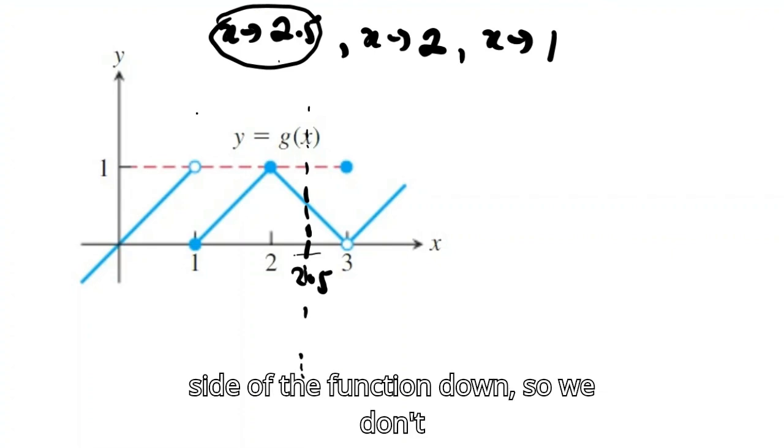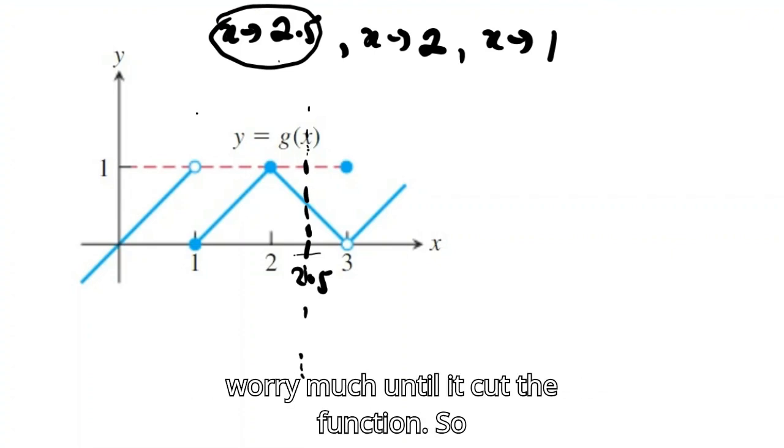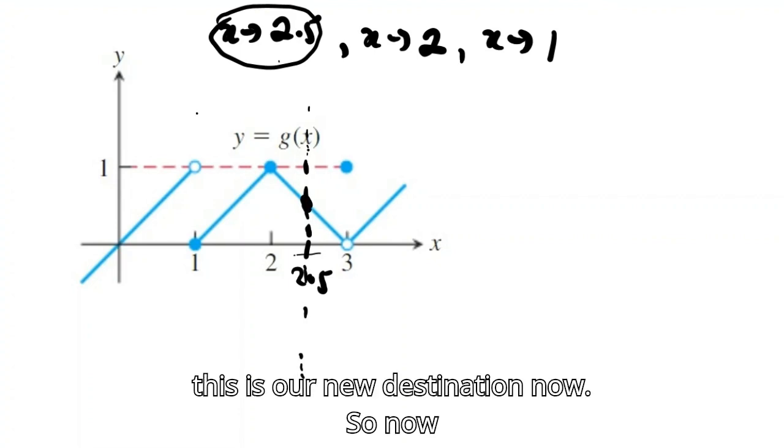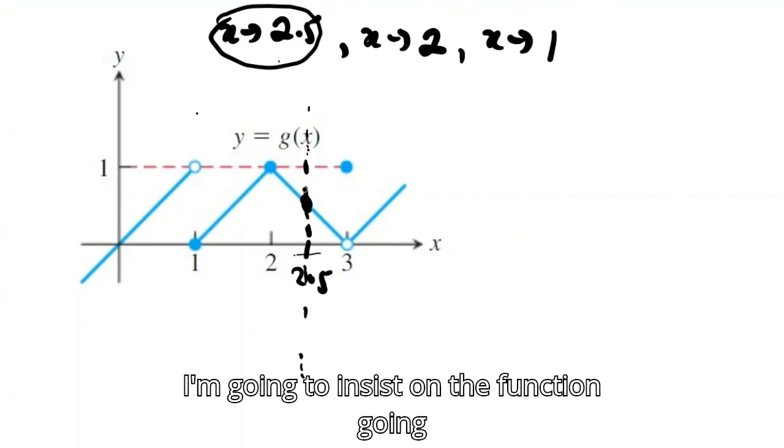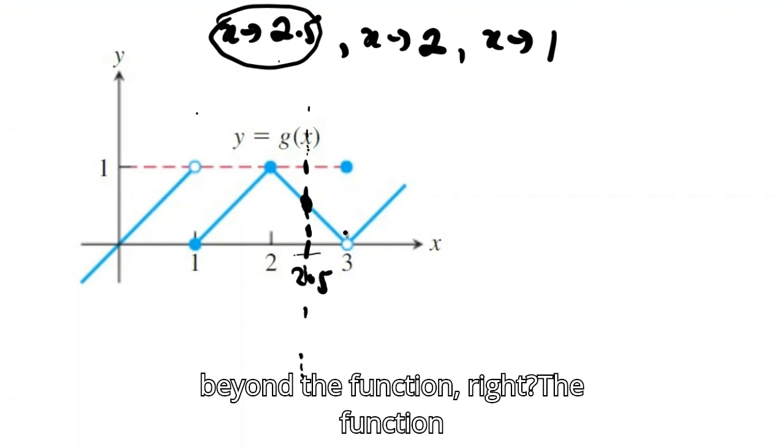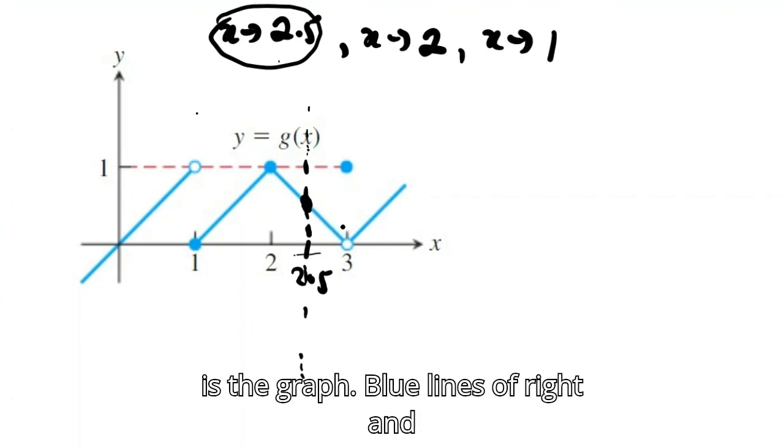There's no side of the function down, so we don't worry much. It cuts the function somewhere here. So this is our new destination now. Now go and sit on the function. Go and be on the function, right? The function is the graph, the blue line itself, right?